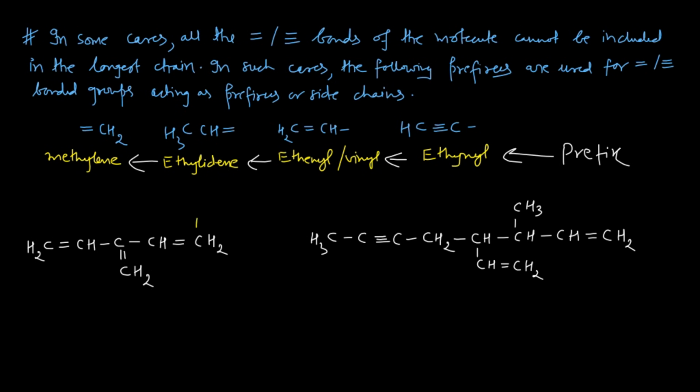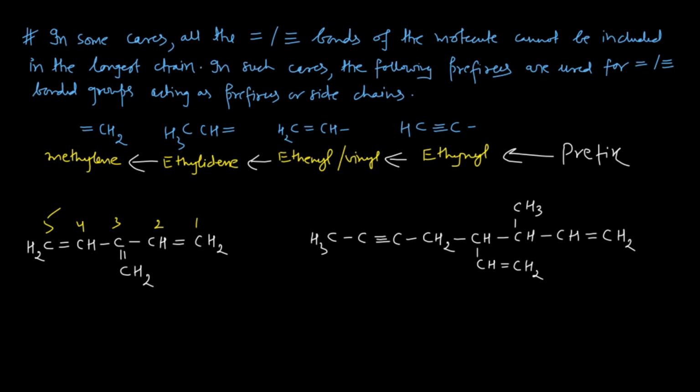Say this is 1, this is 2, this is 3, this is 4, this is 5. I am selecting this chain, right? However, you can select this chain as well. This will not make any difference. If I select this one, 1, 2, 3, 4, 5. This will not make any difference. You can select either one. Okay.